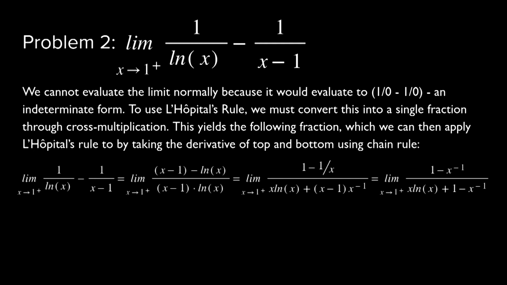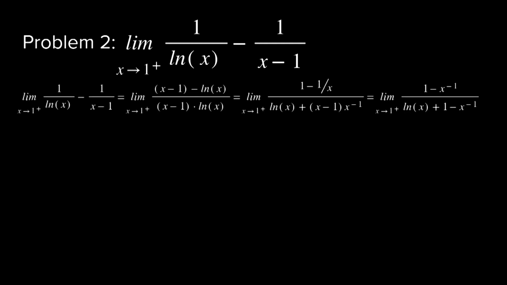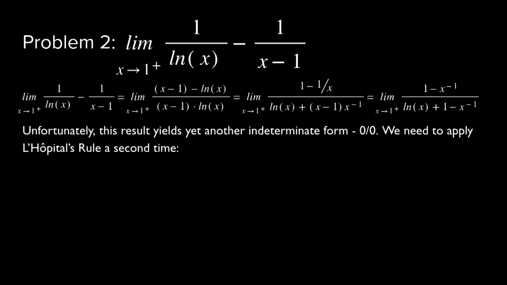And yeah. So now if we plug in x equals 1 to this, you might notice there's a problem. We get 0 over 0 again, which is still indeterminate. But thankfully we can apply L'Hôpital's rule a second time, and this time it'll work out.